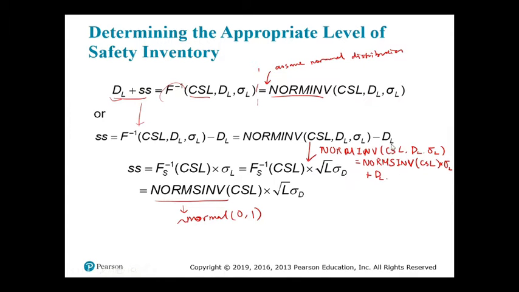So this is a given relationship between our regular normal distribution and standard normal distribution. So using this, we can further simplify this formula a little bit. From this relationship, we can get this part is just equal to NORM.S.INV of CSL times sigma L, and we had shown that sigma L is equal to square root L times sigma D.